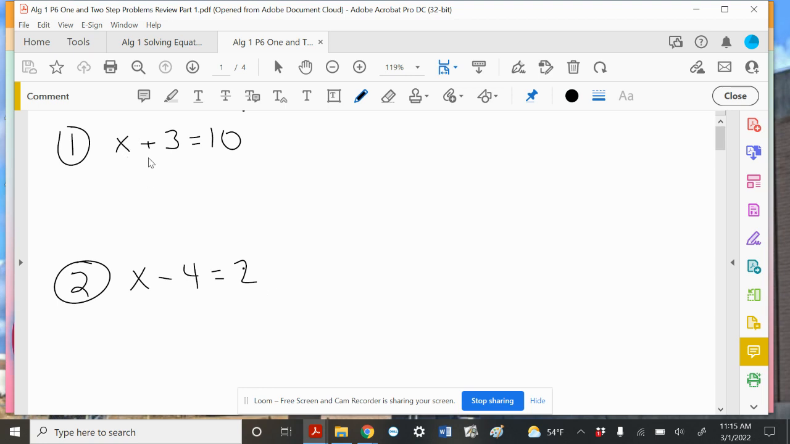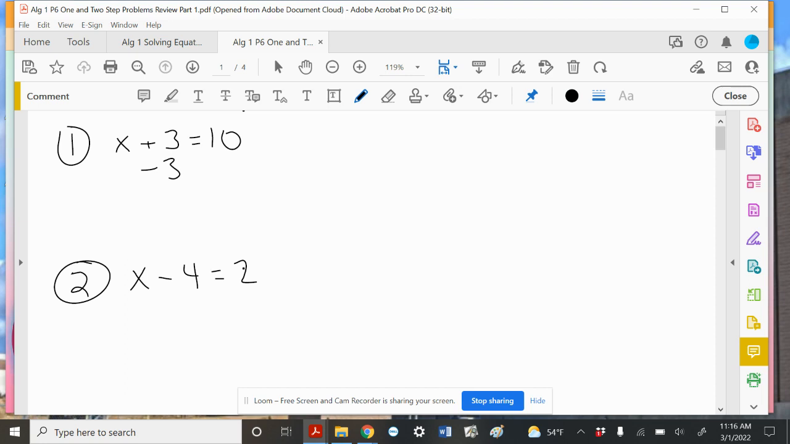So we have a problem here. We have x plus 3 equals 10. And in this problem, what I want to do is solve for x. So what I need to do here is get the x all by itself. So I need to isolate the x. To isolate the x, I'm going to move the 3 to the other side of the equal sign by doing the opposite of what it's doing here. So I'm going to subtract 3.